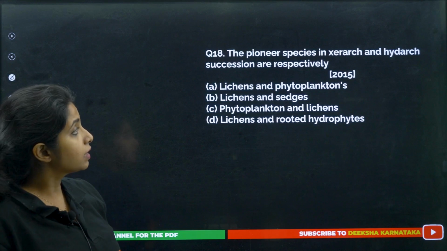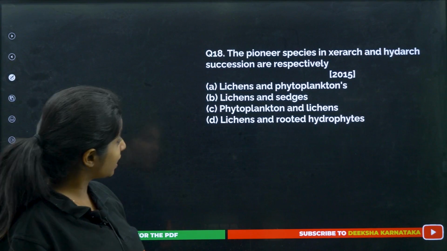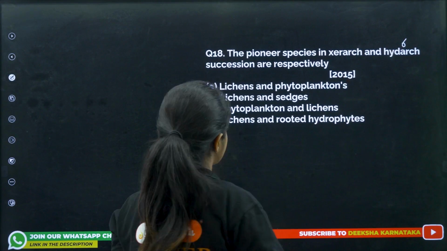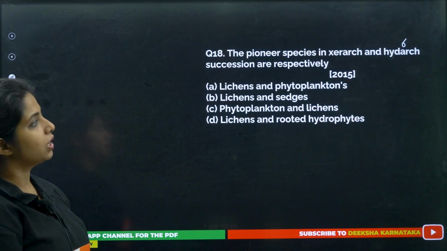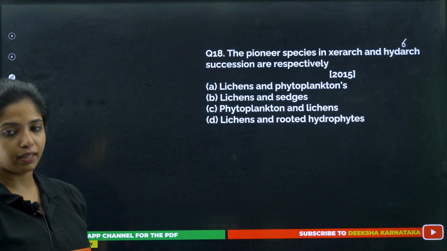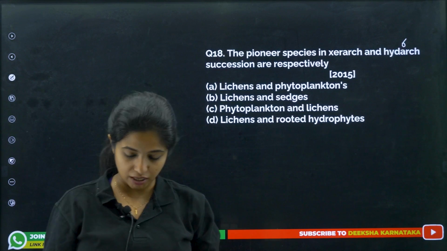Okay. Next, the pioneer species in xerarch and hydrarch succession are as follows. Tell me, pioneer species, what do you mean by xerarch and what do you mean by hydrarch succession? Oh my god.